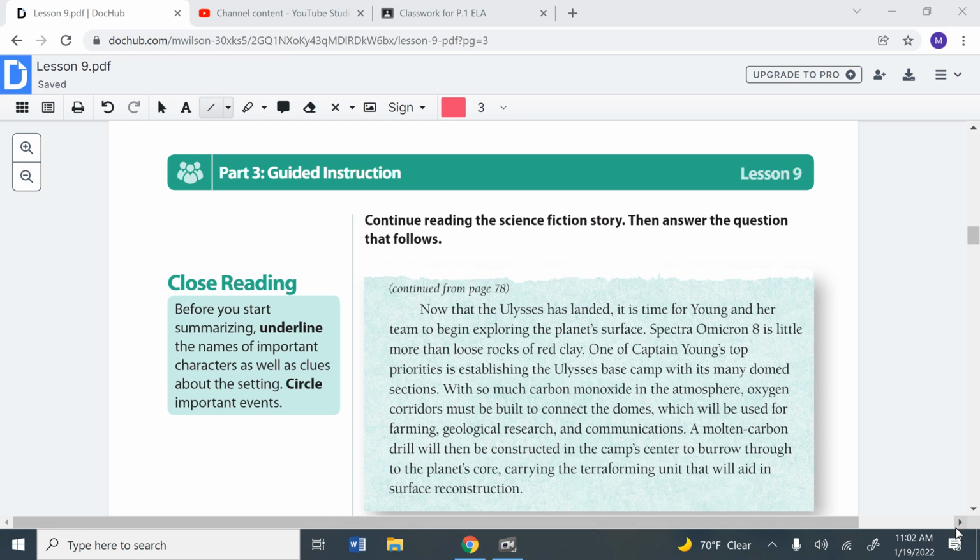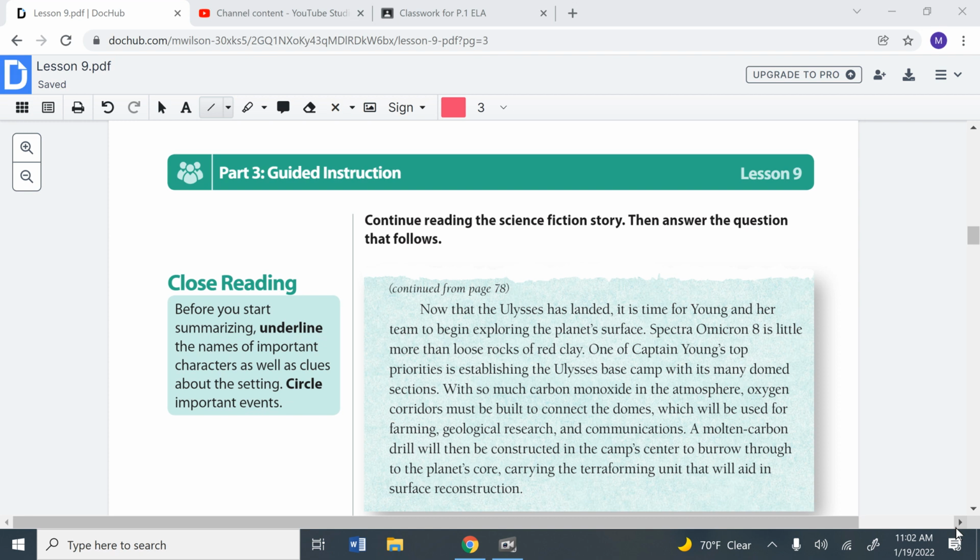Welcome to part 2 of lesson 9 for 8th grade ready lesson. So let's continue with the story that we had started in the first part of part 3, the guided instruction. It says continue reading the science fiction story, then answer the question that follows. Now before we read, let's look at the close reading.